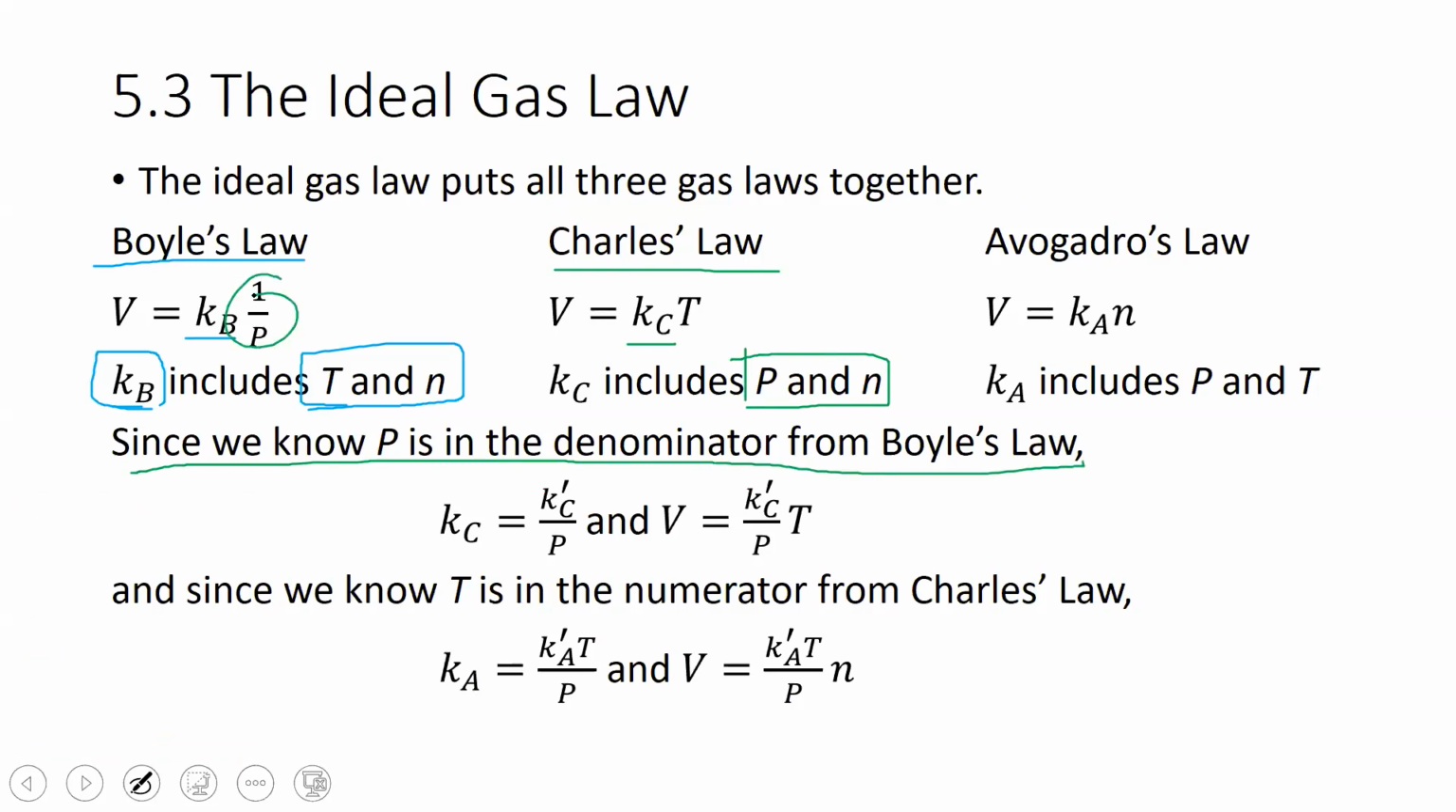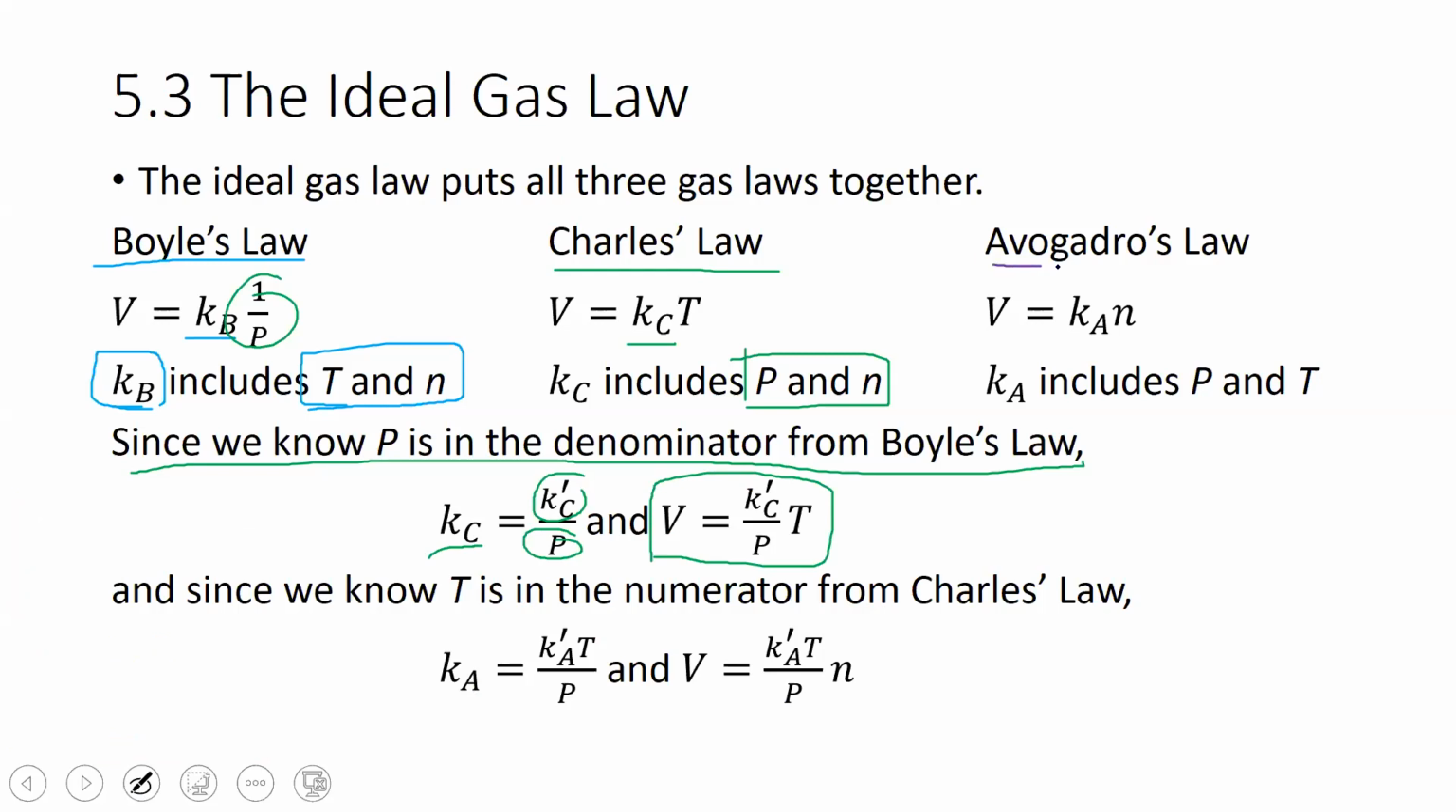Over here, we know pressure's in the denominator. So we could make up a new thing. We can call Kc equal to Kc prime, which is just a different constant, divided by the pressure, which is being held constant. So now we get this new equation where the volume is equal to this other constant divided by the pressure, which is constant, times the temperature. And so we're starting to figure out more of what these constants are, what's included in those constants.